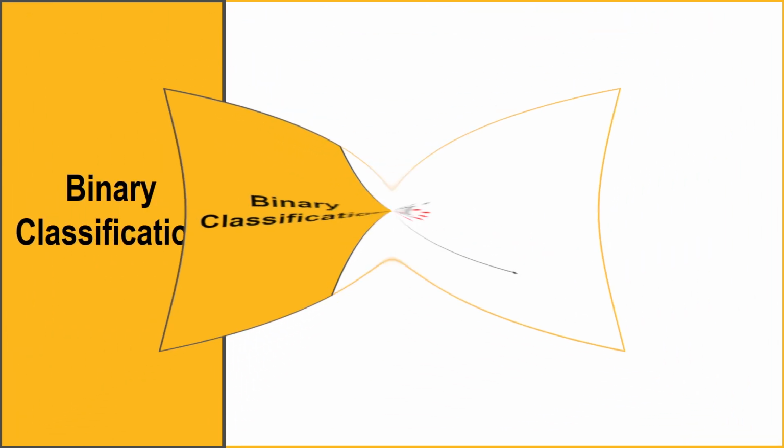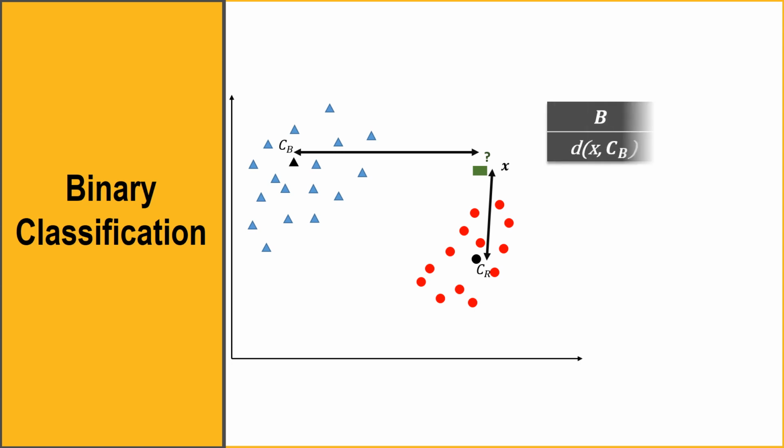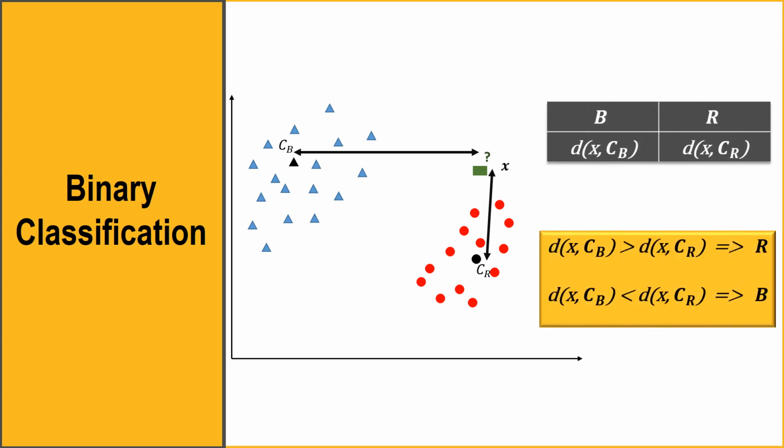If the distance XCB is greater than XCR, then we say that the new point belongs to the red class. At the same time, if the distance XCB is less than XCR, then we say that the new point belongs to the blue class. In case the densities of the two classes are not matching, the centroid method will fail.